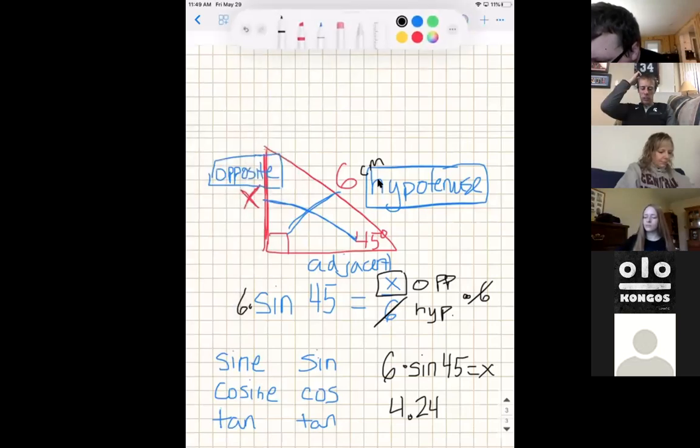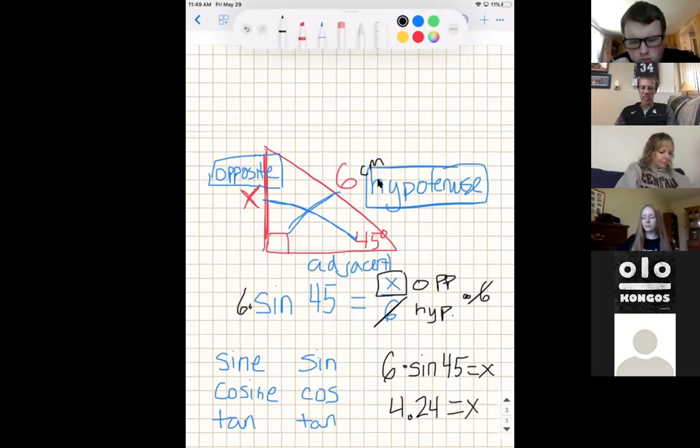Questions on how we solve that? We figured out, number one, we need to use sine because we had opposite over hypotenuse. And then we got x by itself. Questions on anything there?